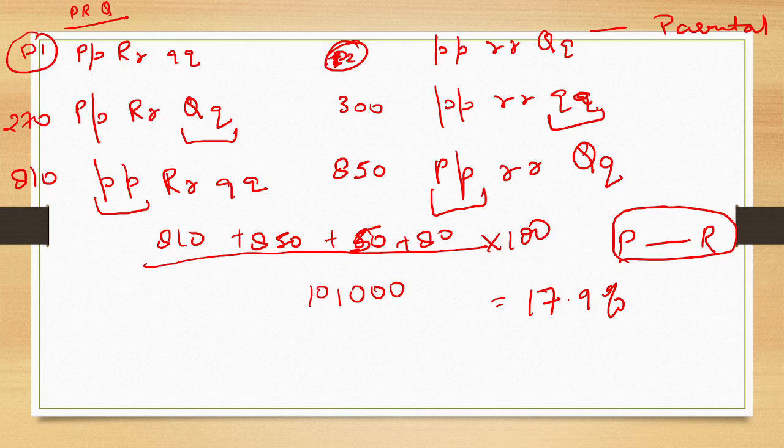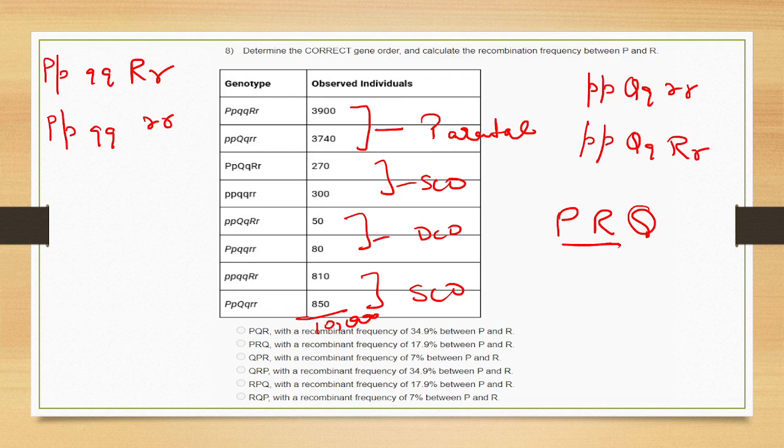I'll just repeat it again. In these three point test cross questions, if a table like this is given to you, your first thing would be to look at the numbers. When you look at the numbers, you will first identify the classes which are parental, and you will identify the classes which are double crossovers. The parental classes are the ones which have the maximum number of individuals. Your double crossovers are the classes which have the lowest number of individuals. And the rest are your single crossover classes.